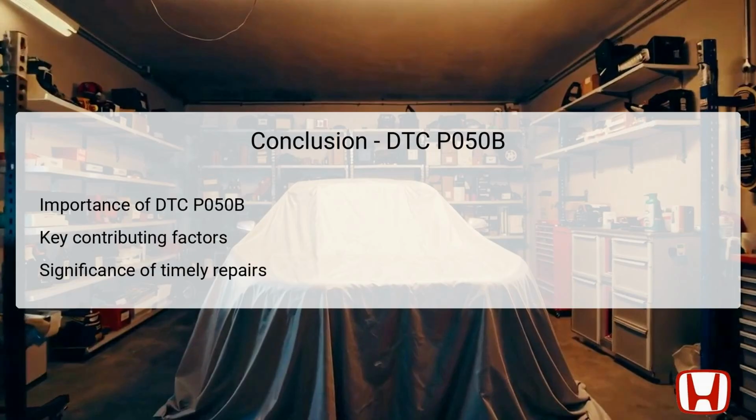Recognizing the symptoms, such as difficulty starting and rough idling, is pivotal for timely diagnosis and ensuring corrective actions are taken. Timely repairs not only promote optimal vehicle performance, but also safeguard against more costly repairs down the line. By following the outlined troubleshooting steps and adhering to preventive maintenance, vehicle owners can effectively manage issues related to DTC P050B and maintain their Honda Civic in excellent working condition.